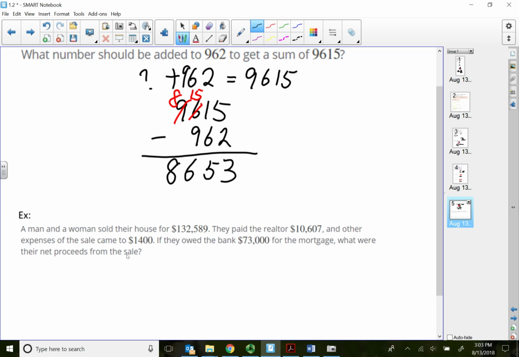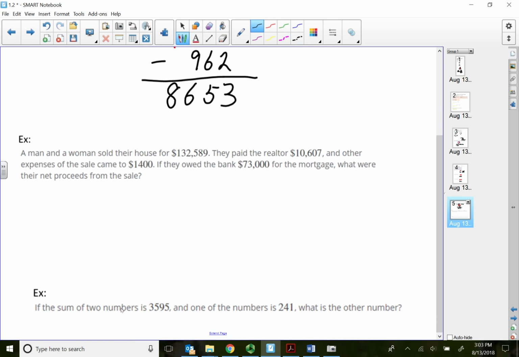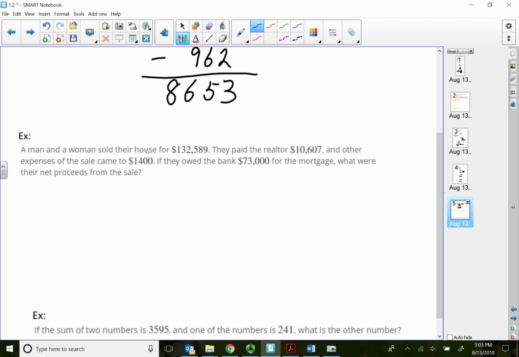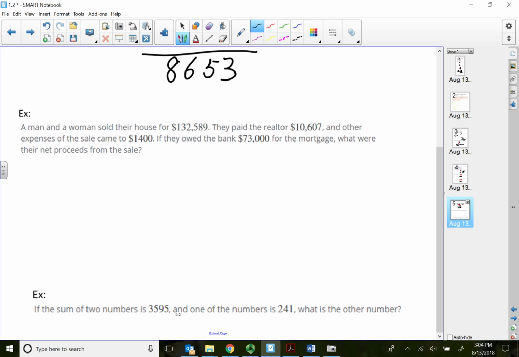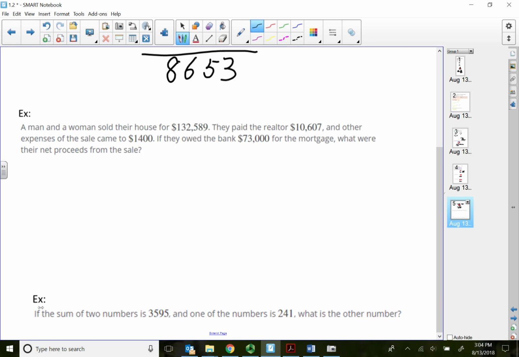All right. This is a very interesting problem, kind of long. A man and woman sold their house for $132,589. They paid the realtor $10,607, and there are some other expenses of the sale. That's about $1,400. If they also owe the bank $73,000 for the mortgage, what were their net proceeds from the sale? So, once they sold this house, how much money do they get after paying everybody off?